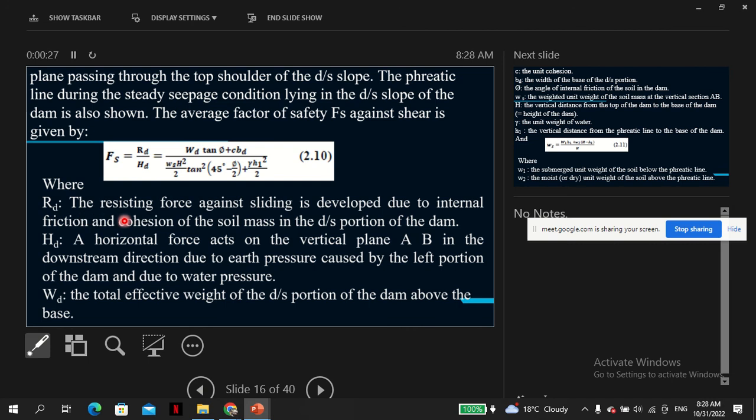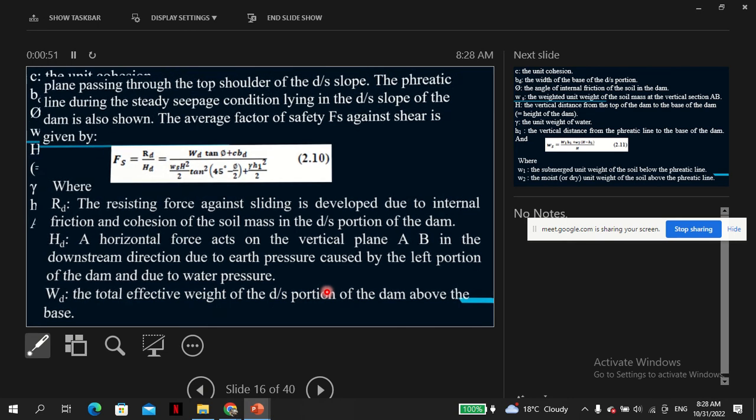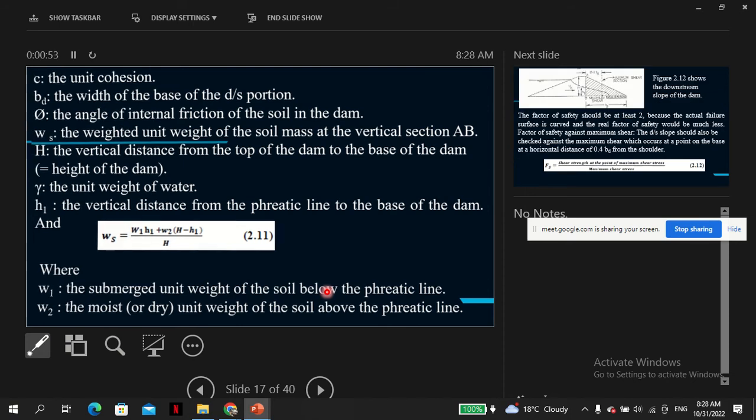Now RD is the resisting force against sliding developed due to internal friction and cohesion of the soil. HD is the horizontal force acting on the vertical plane AB in the downstream direction due to earth pressure caused by the left portion. WD is the total effective weight of the downslope portion of the dam above the base. So let's see the diagram first.